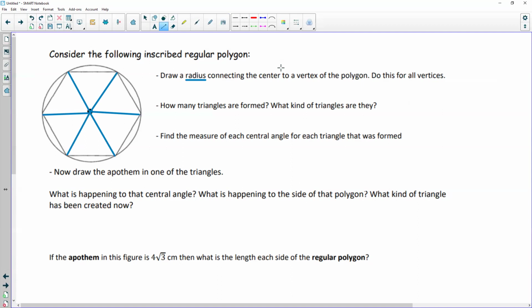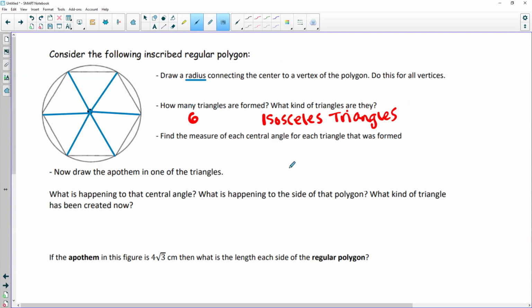So what we did there in blue, we just drew in all the radii for this given figure, at least in the context of connecting it to each vertex. So now what we're going to take a look at here is, well, how many triangles are formed? If we're looking at how many triangles are formed, we can count pretty easily here that there's a total of 6 triangles. And what kind of triangles are they? Well, right off the bat, we drew in radii, right? And we understand that all radii are congruent. So we technically just drew in a whole bunch of isosceles triangles. So they're isosceles triangles.